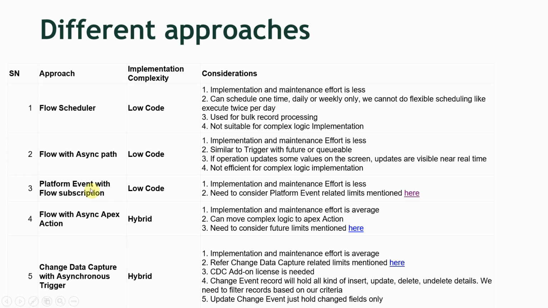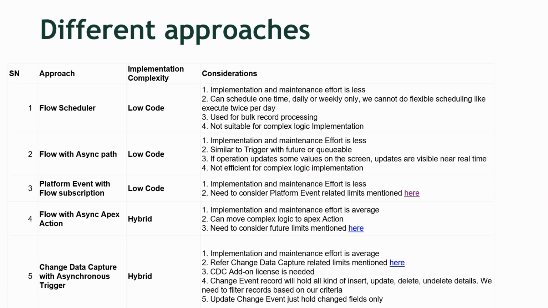Now coming to the second approach, a flow with async path. This is a low code approach again, and similar to the previous approach, here also the implementation and maintenance effort is less. And this is similar to a trigger which is calling a future or queueable action. The other advantage is that if the operation is updating some values on the screen, updates are visible on the screen almost near real time. But again, this is flow, so this may not be suitable for very complex operations.